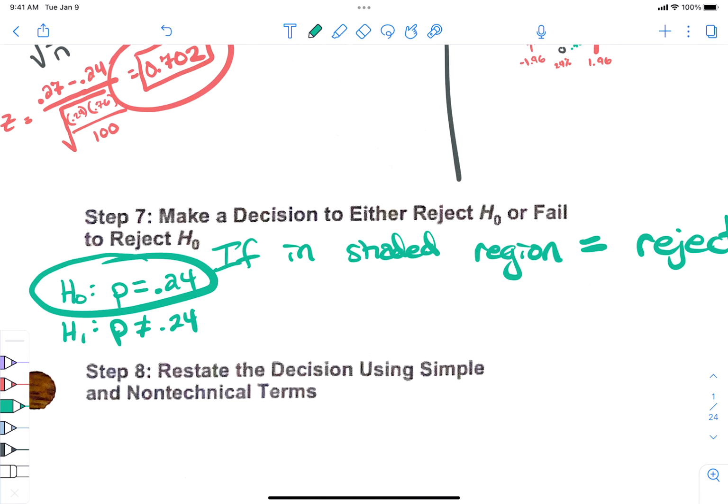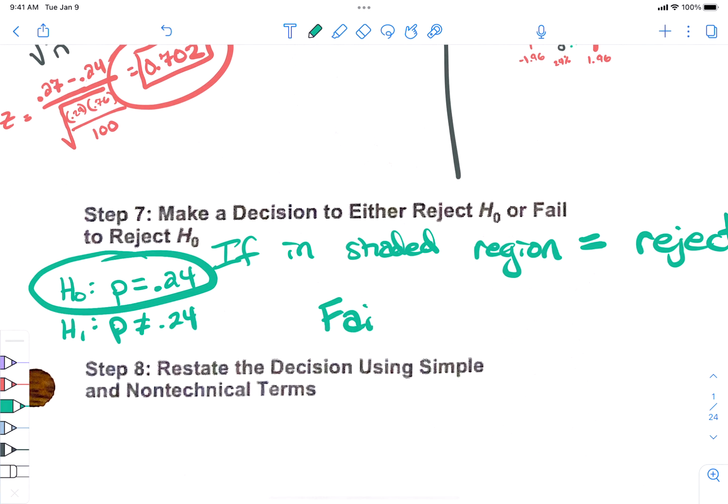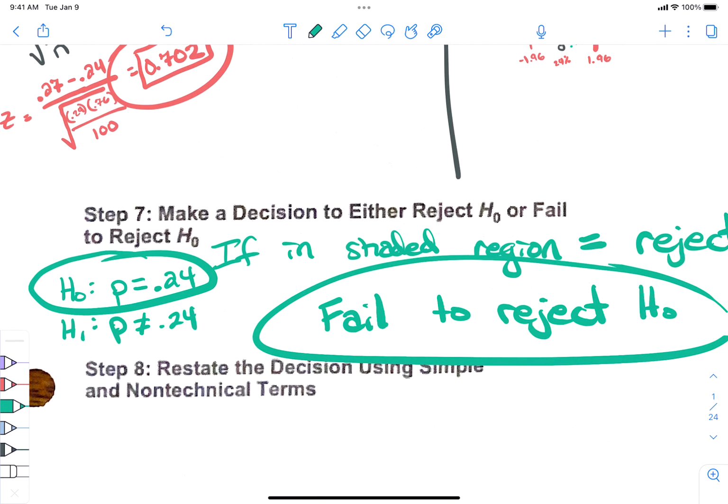Here's the deal. If you fail to reject, you just write fail to reject. This is the conclusion that we're going to come up with. Fail to reject the null hypothesis. And what that means is that maybe it's not equal to 0.24, but at this point in time, the sample that I got, which said 27%, was not enough information to say that it's not 0.24, right? Maybe it isn't, but at this time, I can't say that it's not 0.24. Does that make sense? That's kind of a weird way of saying that, right?